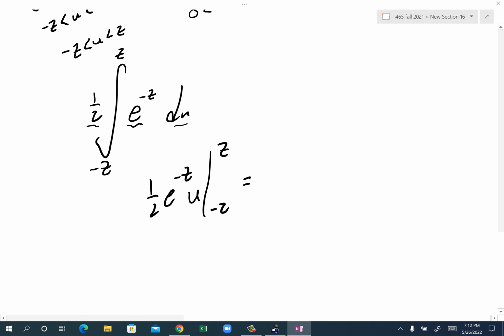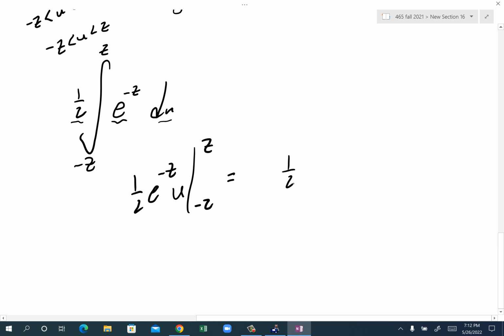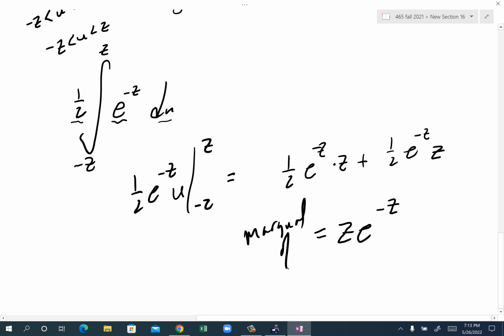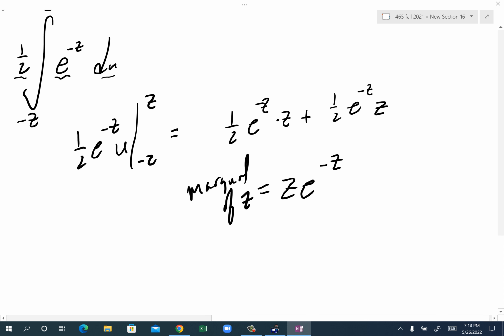If you evaluate that, you literally just go 1/2 e to the minus z times z minus 1/2 e to the minus z times negative z, which makes this positive. When you add those together, you get z e to the minus z, if I'm not mistaken. Does that make sense? This right here is your marginal of z.